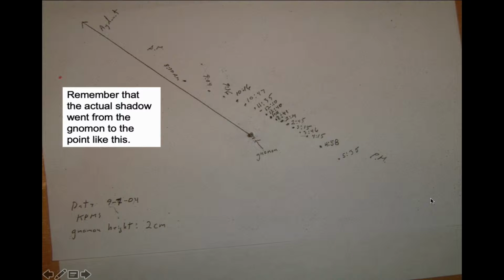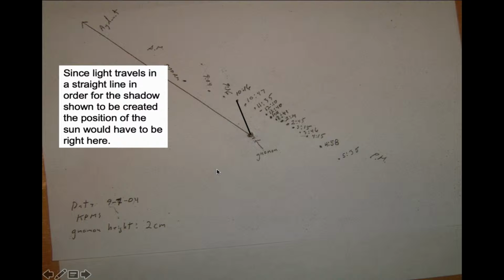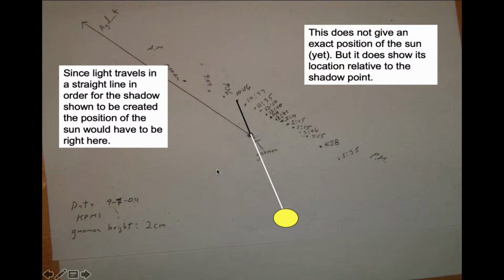Hi everyone, this is our movie on measuring altitude. What we know now is how these shadow plots are made: this little pointer right here, which was the gnomon, was casting shadows to this point, and those shadows would look like this. At 10:16 we had a shadow that was that long. Since light travels in a straight line, it also tells us where the sun was. It had to have been a straight path right behind that.